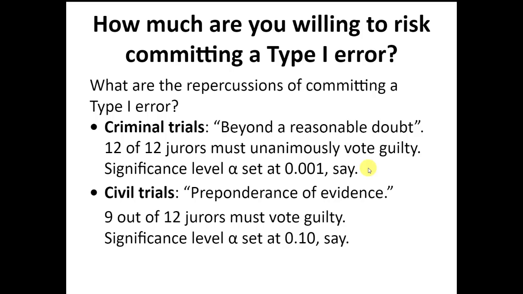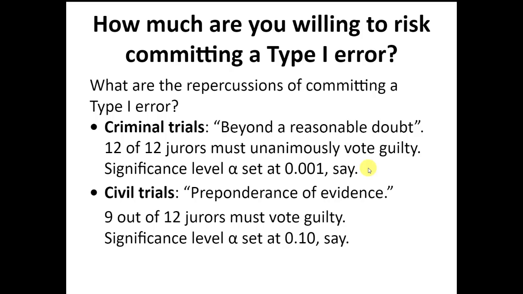In civil trials, there is not the need for beyond a reasonable doubt. The jury is instructed to look for the preponderance of evidence. In this situation, 9 out of the 12 jurors must vote guilty. So they're risking less on committing a type 1 error, right? Because it's not as serious. In a criminal trial, somebody could go to jail, somebody could get the death penalty.